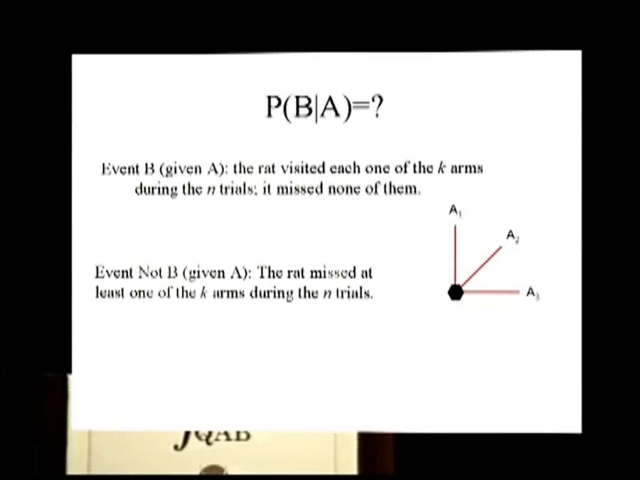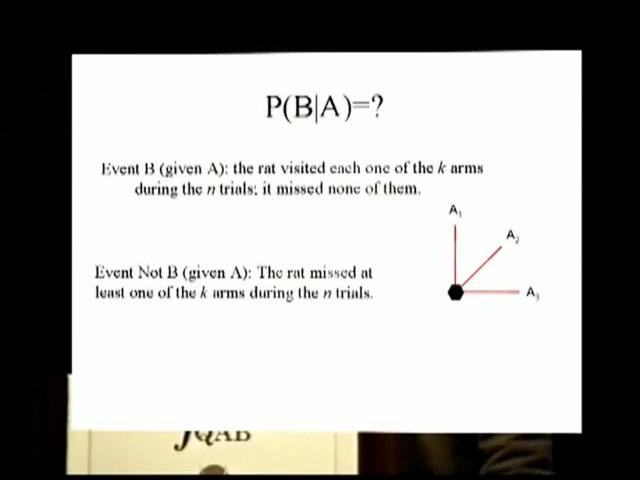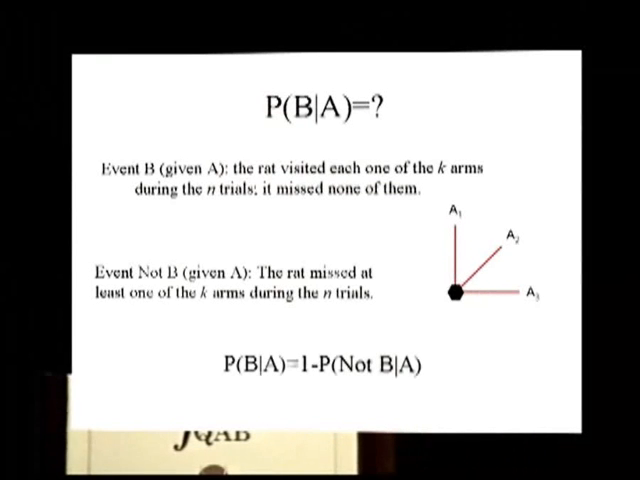What does that mean? Look, if event B means, I'll forget the condition. It's not very important right now. Event B means the rat visited each one of them at least once. Well, what's the opposite? Well, missed one at least. Right? So, the rat missed at least one of the K arms. That's the opposite. This probability turns out to be easier to compute. So, if I figure this out, what I want is not this. I want the opposite. I just subtract it from 1 and I get the result.